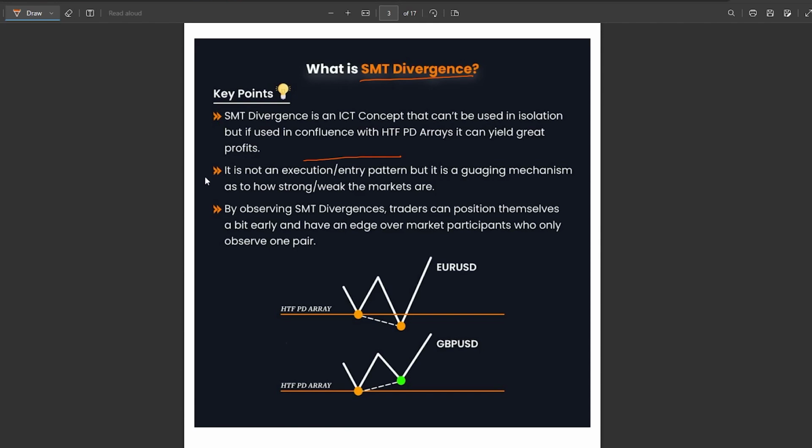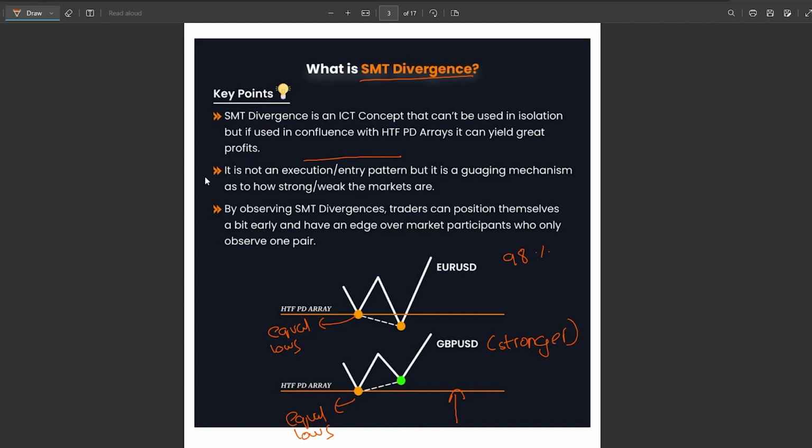We know that EURUSD and GBPUSD move in the same direction 90% of the time. Let's suppose you are a Euro specific trader. On the 4-hour time frame, you see that Euro has taken out its equal lows and closed back inside the range, showing signs of strength. But when you look at GBPUSD, you see it hasn't taken out its 4-hour PD array or equal lows. This indicates that GBP is a stronger pair compared to EURUSD.